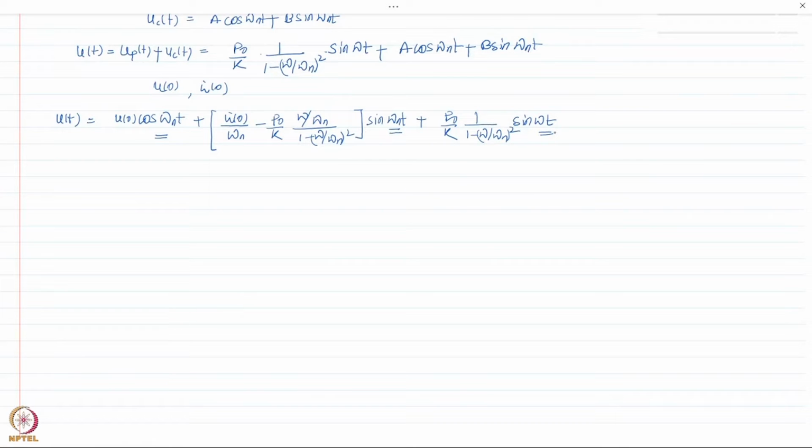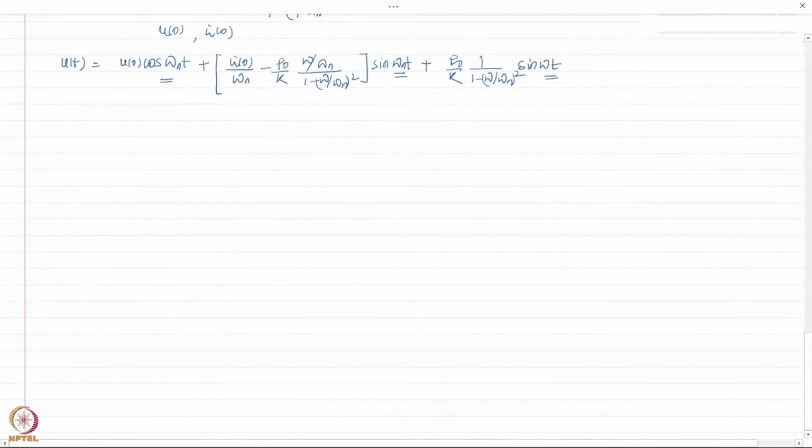So one question might arise: if you try to plot this system, at what frequency would the system vibrate? Would it vibrate at omega n, or would it vibrate at omega, the applied frequency? And the question also becomes, what do these frequencies actually mean? What is the physical significance of these frequencies? So let us draw each term that we have here and see how they look.